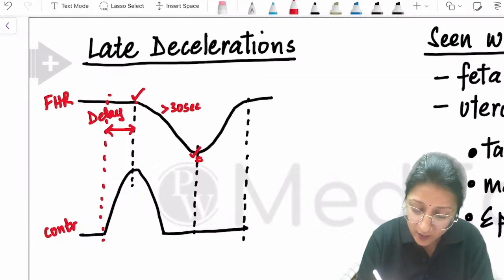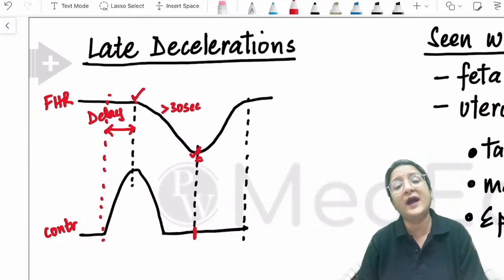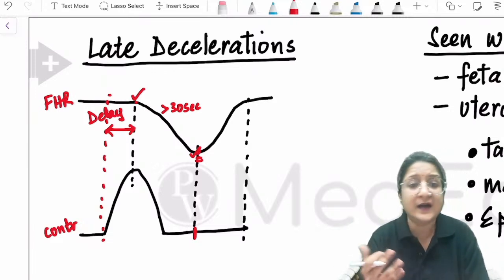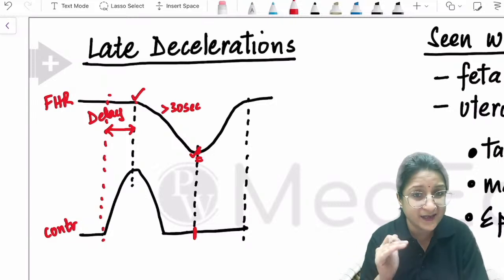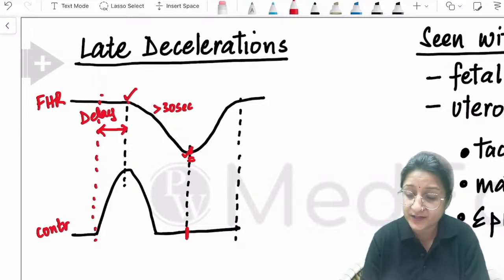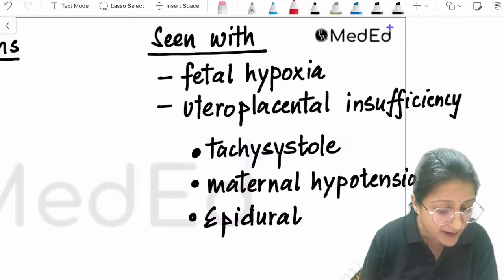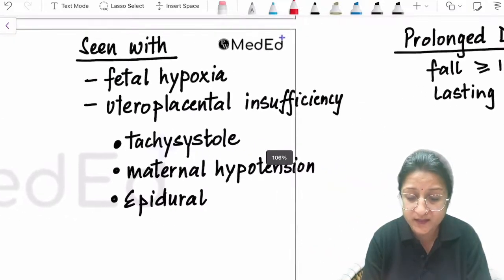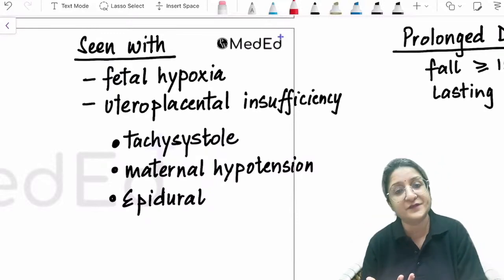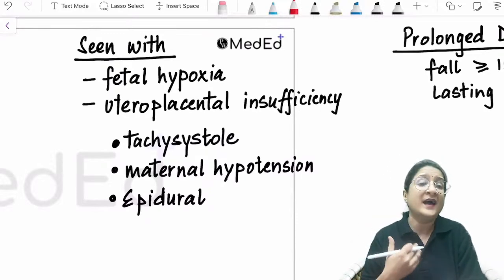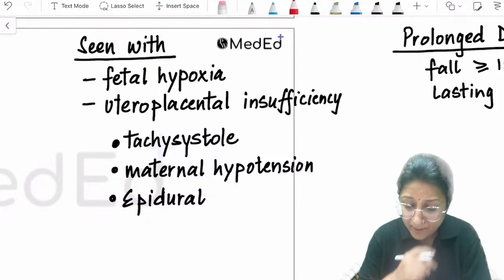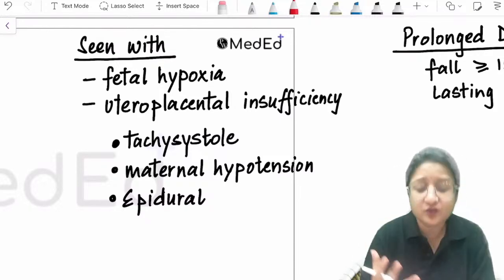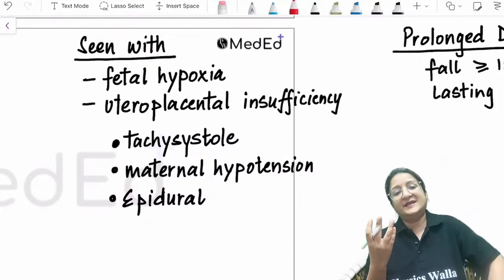So we see here that the contraction is over and the fetal heart rate is still low, and the recovery of the fetal heart rate is also delayed. So these are typical late decelerations. And rightly said, placental insufficiency is the cause. So fetal hypoxia and uteroplacental insufficiency are the causes of late decelerations, and also any situation which will create uteroplacental insufficiency.